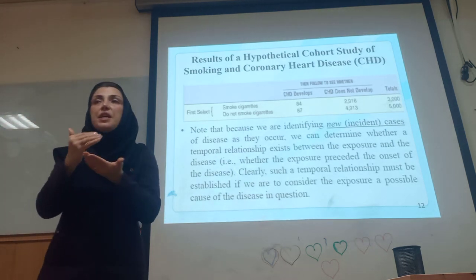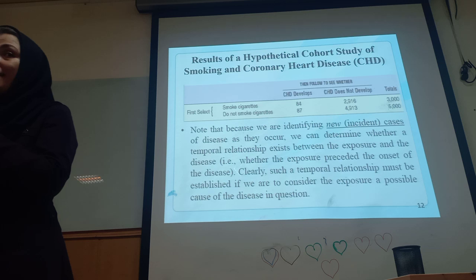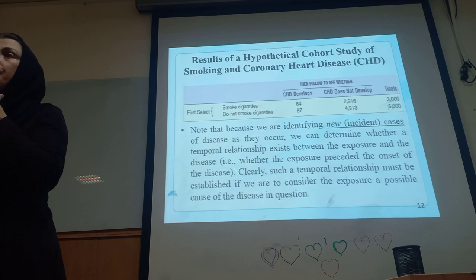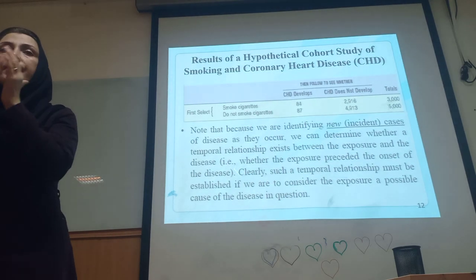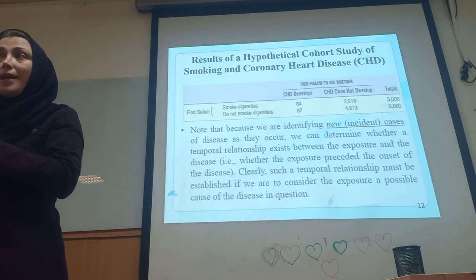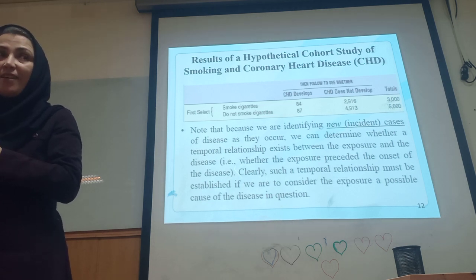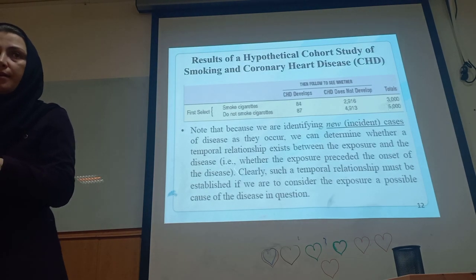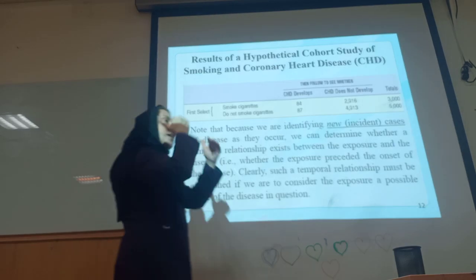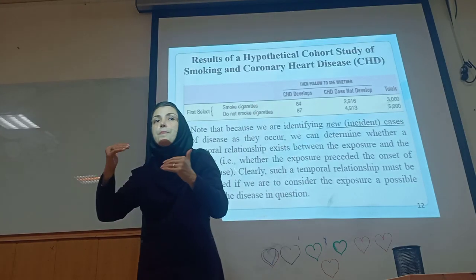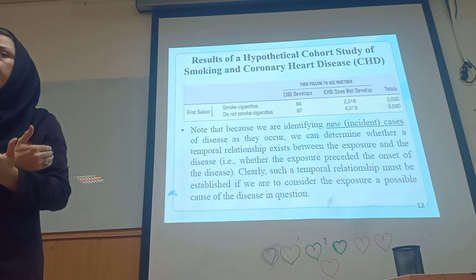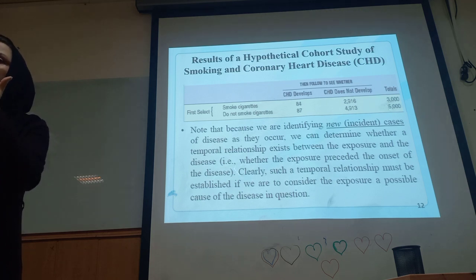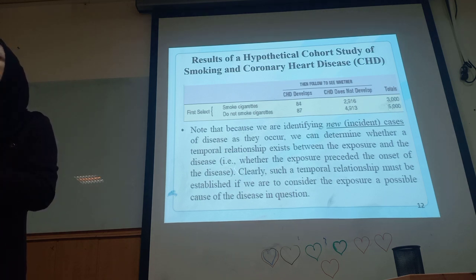If we want to be certain that it is a clue of causality, we need a stronger evidence. The next level is RCT, randomized controlled trial, that we will review in the next session. The level of evidence in RCT is stronger than cohort. Cohort is very good, but RCT is stronger than cohort study.